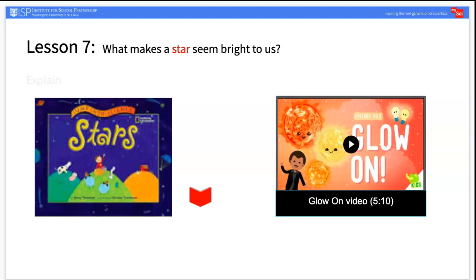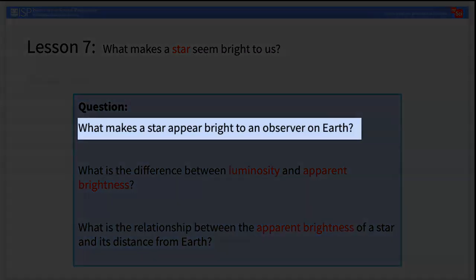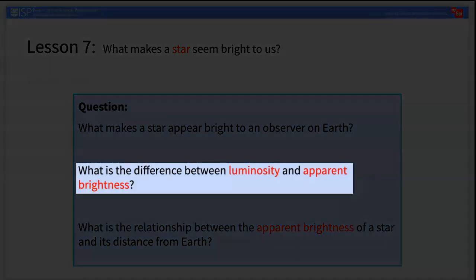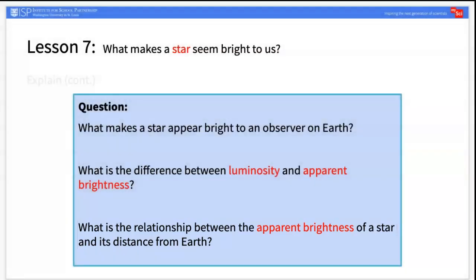Students will also obtain information from a video resource. Students will use this information along with their observations from the Explore portion of this lesson to hold a discussion based on the following questions. What makes a star appear bright to an observer on Earth? What is the difference between luminosity and apparent brightness? And what is the relationship between the apparent brightness of a star and its distance from Earth? Students should understand that some stars look bright because they are closer to Earth. Other stars look bright even though they are much further away because they are extraordinarily bright, like the LED flashlight.